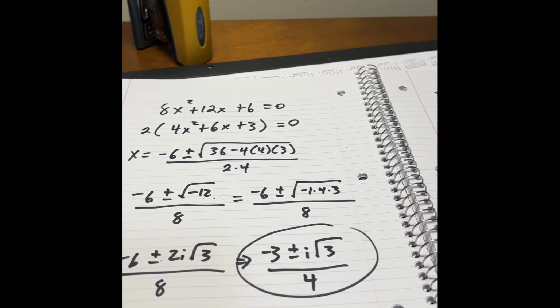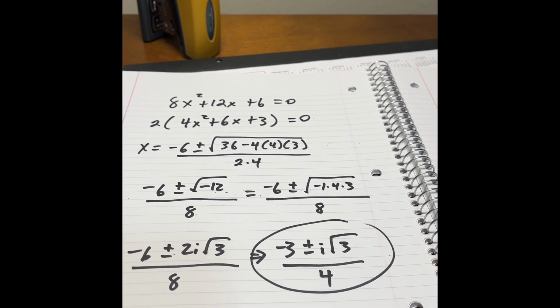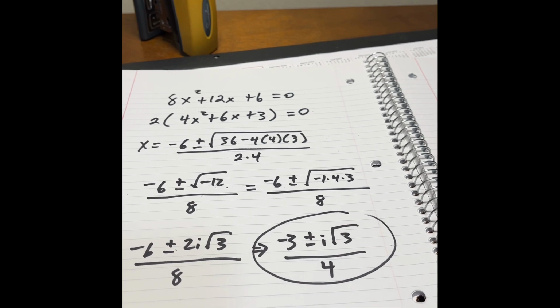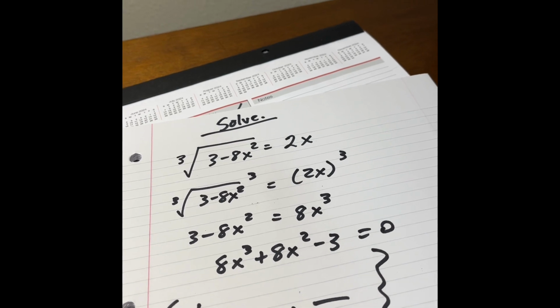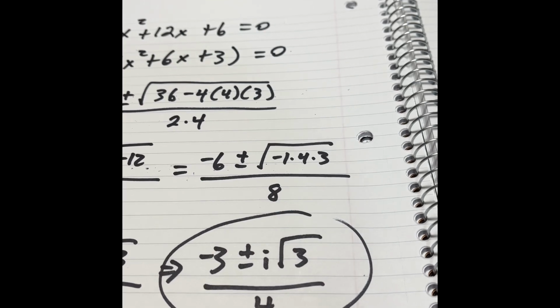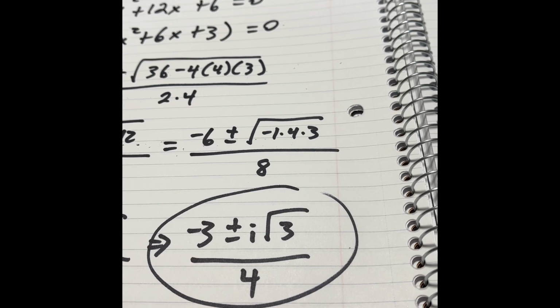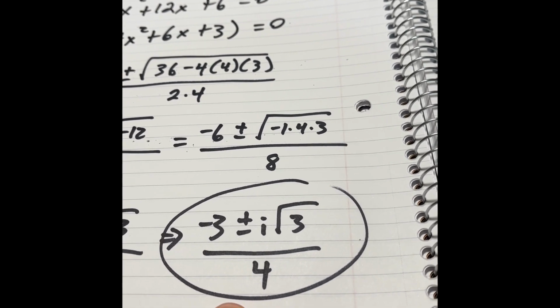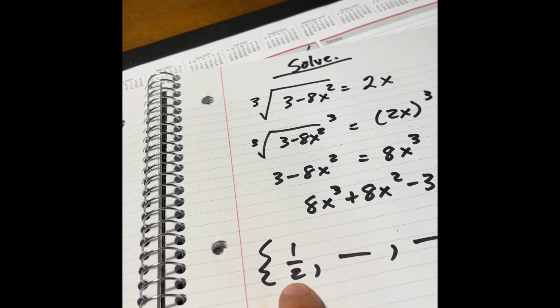That's 2 answers. So that's -3 plus i square root of 3 over 4, and that's also -3 minus i square root of 3 over 4. So those are the other 2 answers that would go in these blanks here. So I have 1/2 as an answer. That's a real number answer. These two answers are imaginary answers. So they're not actually capable of being located as x-intercepts. So if you graph this problem, you're only going to find one x-intercept, and that's it right there. So that's a real number answer, but these are imaginary answers.